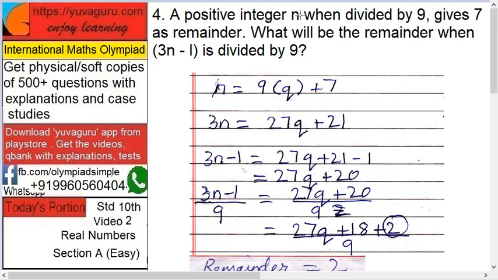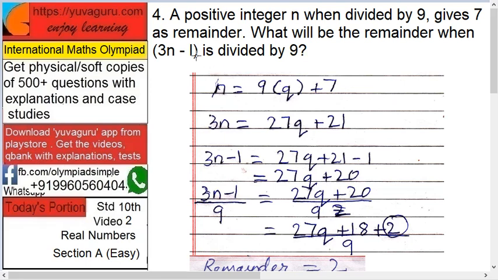So similarly, if this number, instead of 25, is say 34, then what? 9 into 3 plus 7, right? It means that, suppose the integer is n, then it will be 9 into q, where q is again an integer, plus 7, right?